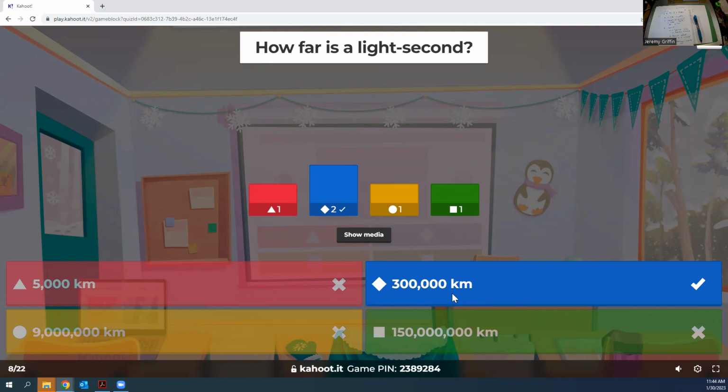Well, how do you go from meters to kilometers? Well, that's 3 decimal places. So that's 3 times 10 to the 5 kilometers, which is that right there. So in 1 second, light will travel 300,000 kilometers, right?